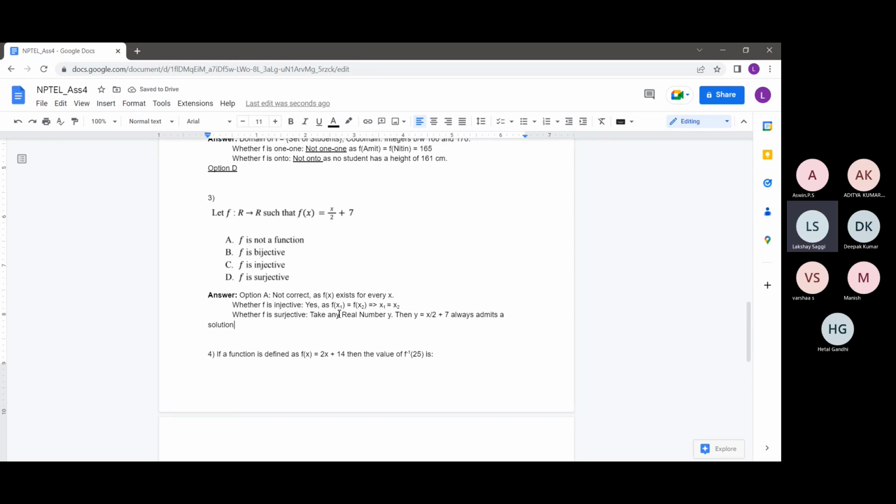So basically what I mean to say here, guys, is that if we take any real number y, basically any element of the codomain, then there will always exist an x such that y is equal to x by 2 plus 7. And what this x will be, we can solve this equation. It will be basically y minus 7 is equal to x by 2. So x will be 2 times y minus 7.